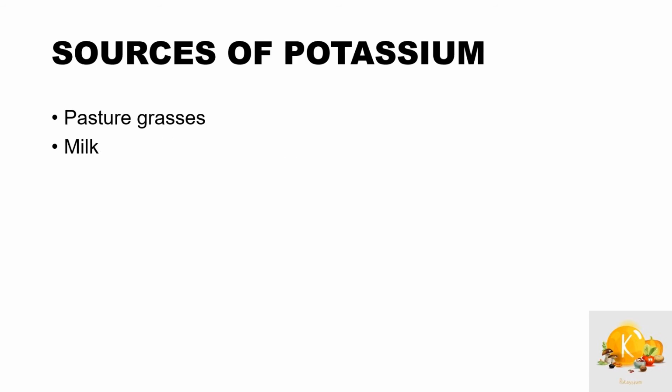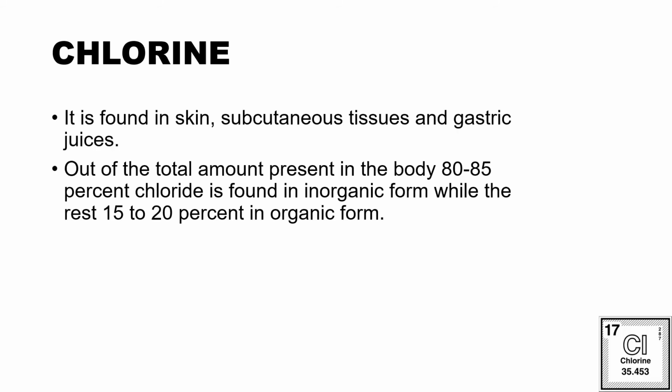So, yung sources of potassium, it can be from pasture grasses, pwede. Magandang source yan ng potassium. Or it can be from milk. So, pwede sa milk. Another mineral is the chlorine na tinatawag. So, yung chlorine, it is found in the skin, sa subcutaneous tissues, at saka sa mga gastric juices.